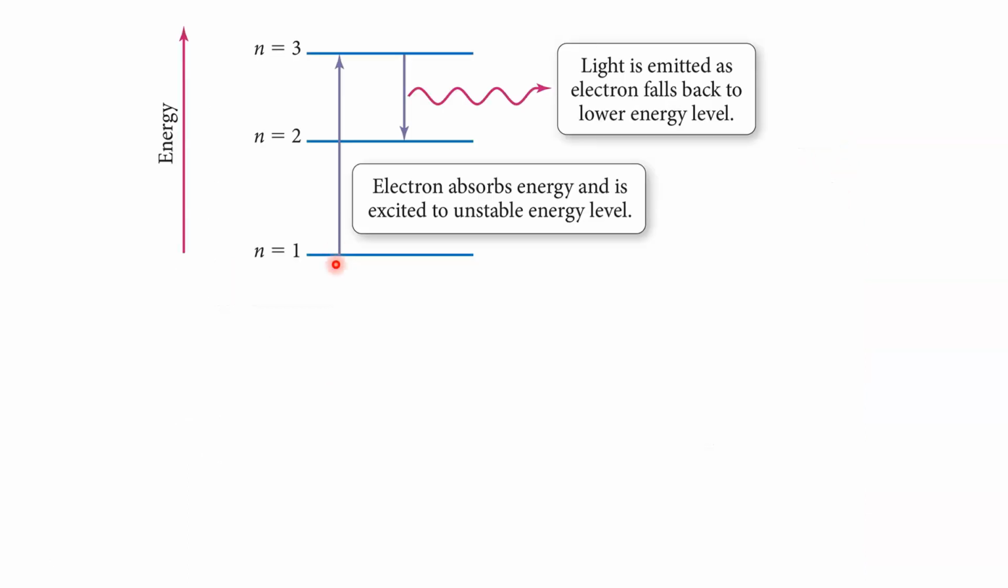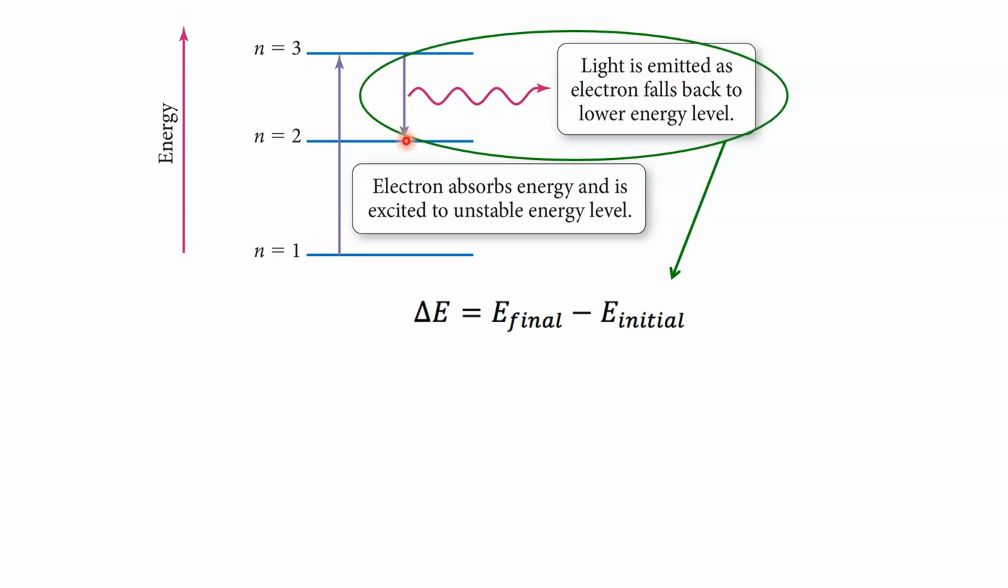So just to clear up some vocabulary, you have an electron absorbing energy. It's excited. This is unstable. So the light is emitted as the electron falls back down to the lower energy level. So this is excitation and emission. If we want to find the change in energy, we always take the energy of the final and subtract the energy of the initial. So we always take where the electron ends. So if we're looking at excitation, this would be the final. And if we're looking at emission, this would be the final here.